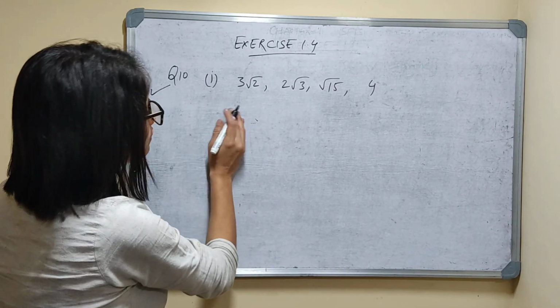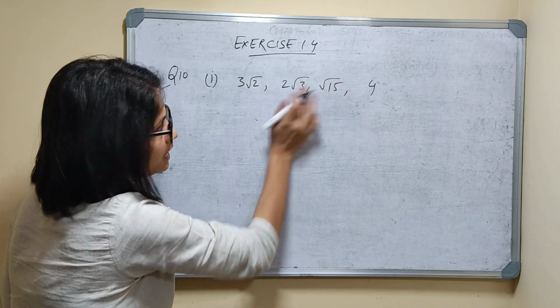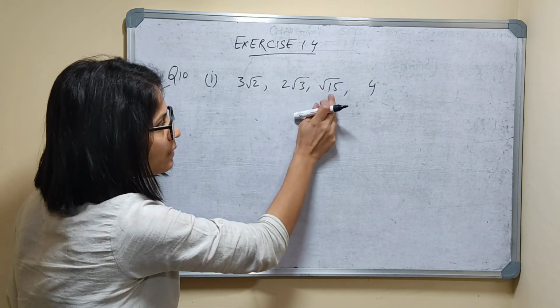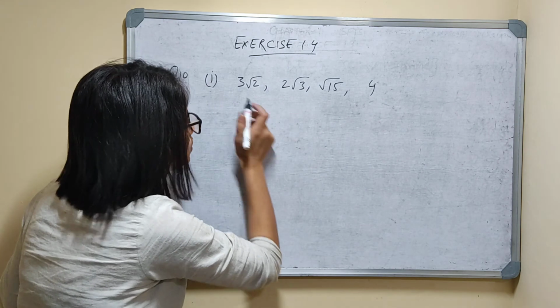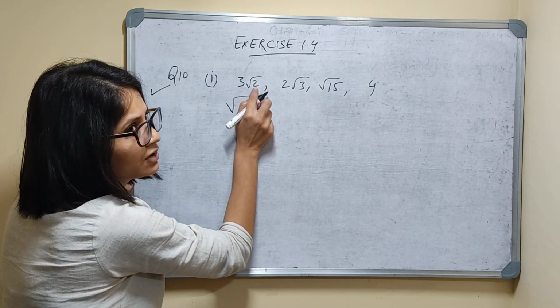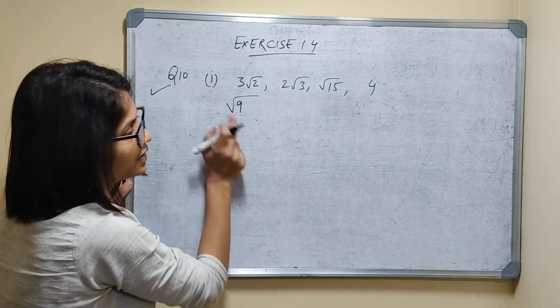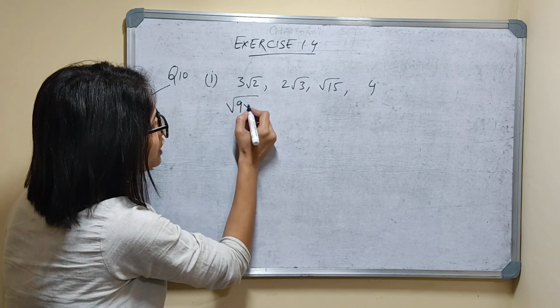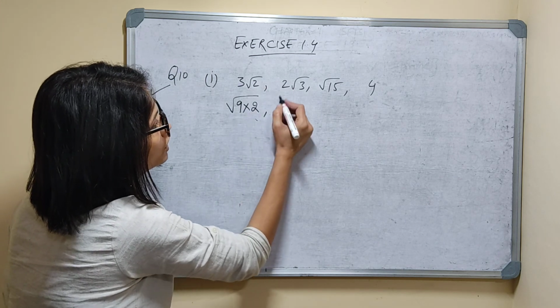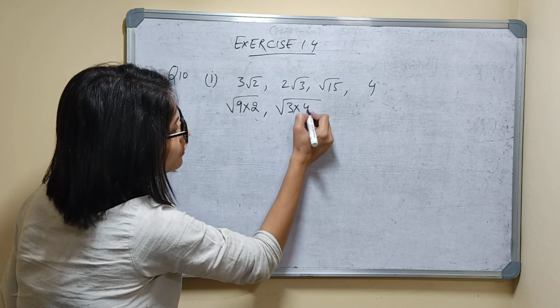3 root 2. So this 3 root 2, I will make all powers same, like here power 1 by 2 for all of them. 3 root 2, how can I write 3 inside the root? If I write in root, it will be 9, because outside the root it is 3. So root 9 into 2, already it is in root. Here 2 I am writing in root, so this 3 is there, into this 2 I will write 4.